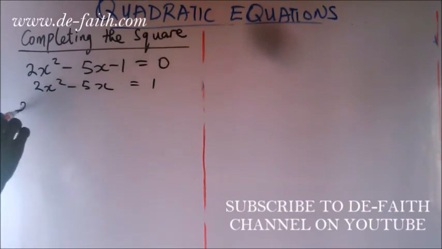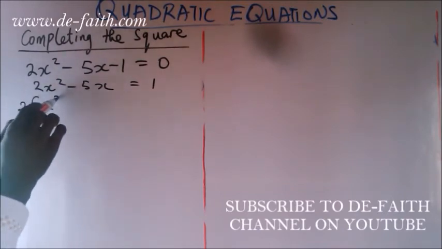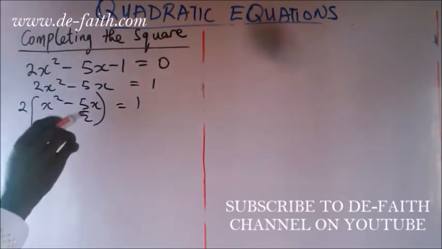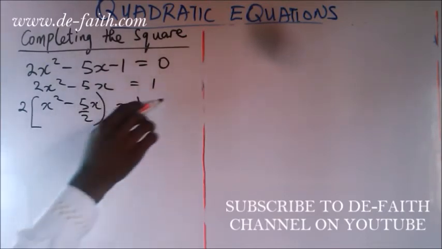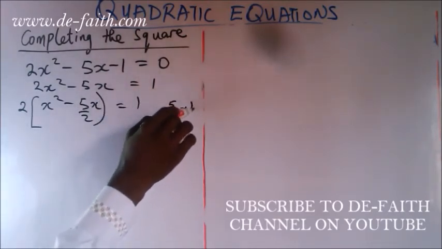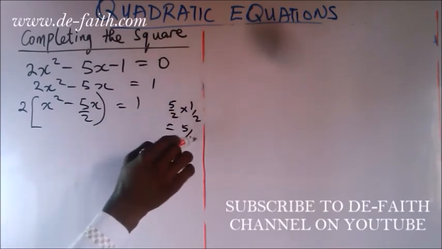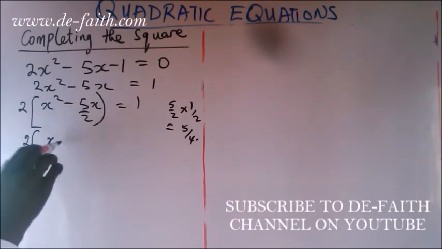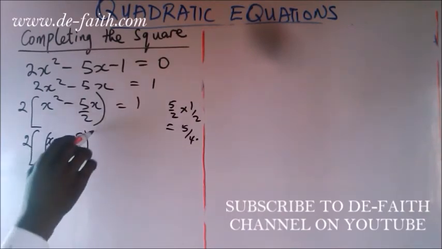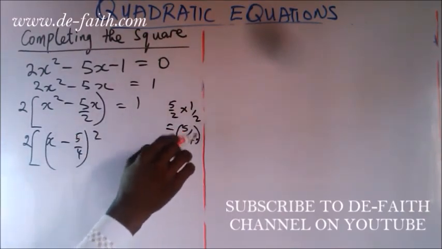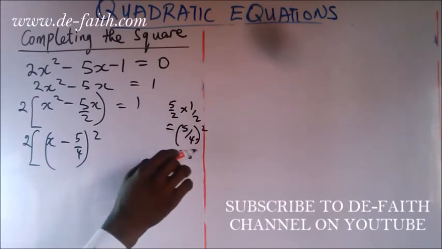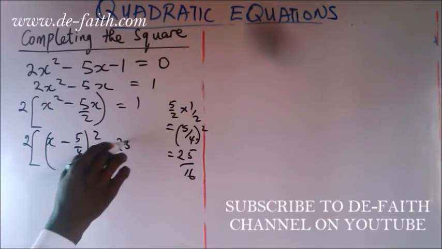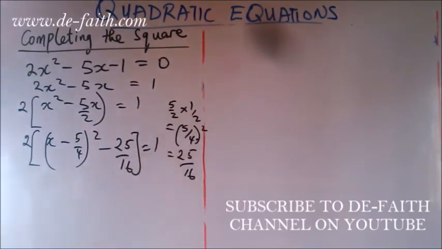Now the next thing is we have our 2 outside, and we have x squared minus 5 over 2x equal to 1. We look for half of the coefficient of x, which is 5 over 2 times 1 over 2, and that's 5 over 4. So we have 2 outside into brackets x minus 5 over 4 all squared, then the square of this, that's 25 over 16. So we'll have it as minus 25 over 16 equal to 1.